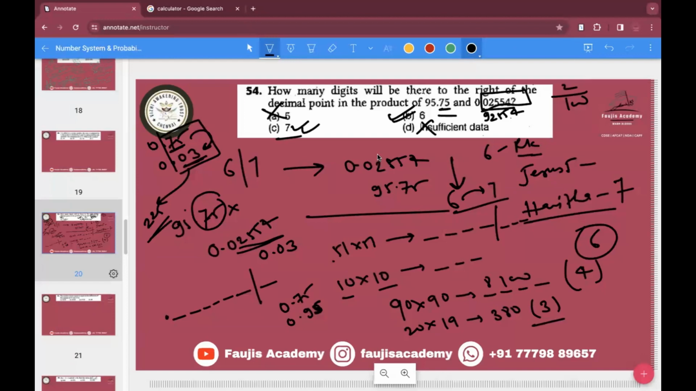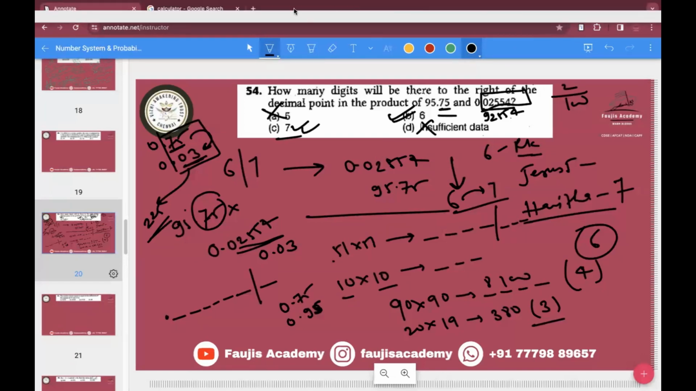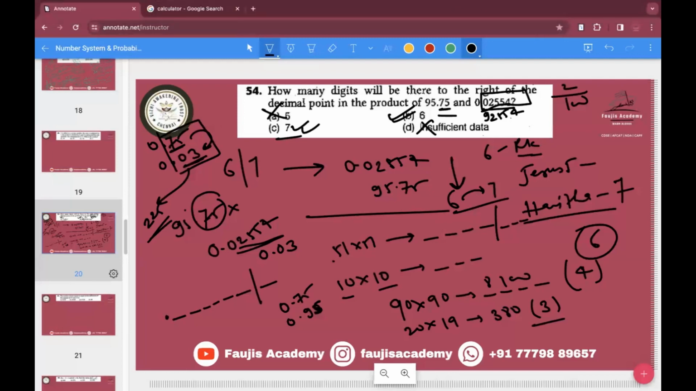Boys and girls, ladies and gentlemen, did you get it? Anybody who did not get it? If you got it, thank you so much for joining today's class. I hope you enjoyed number system and probability.